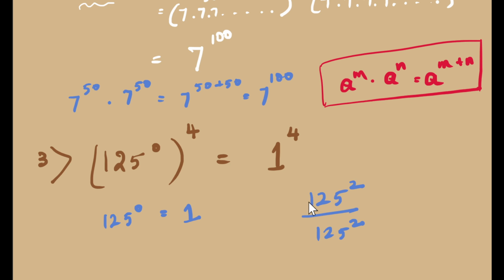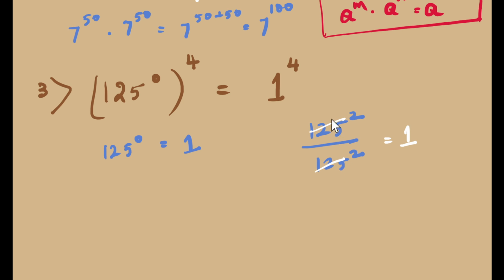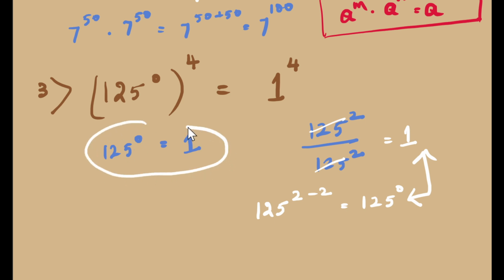The numerator and denominator are the same, so you just cancel them, or divide both by 125 squared, and this is equal to 1. And what is the other way of looking at this? Exponents with the same base: you can just subtract the powers. If the bases are the same in division of exponents, it is 2 minus 2, or 125 raised to the power 0, but we already saw that this is equal to 1. So this argument of ours is justified.